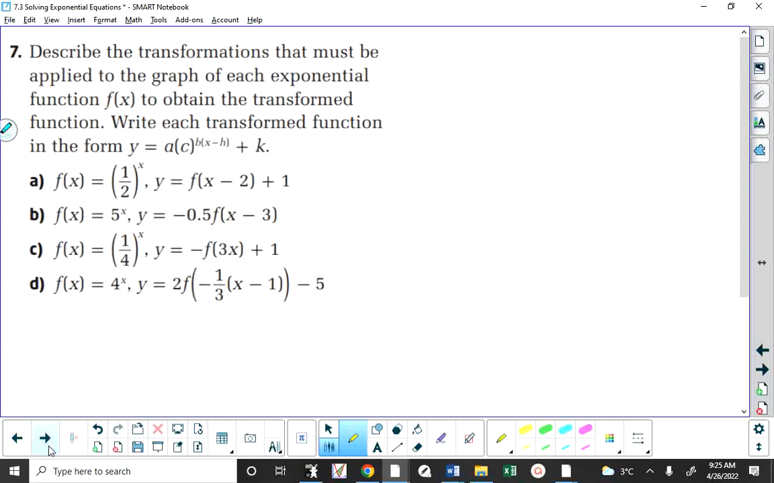So describe the transformations that are necessary in order to produce a new function from y equals 4 to the x. Well, there are two parts to this. We have to describe the transformations, and then we have to write the equation. So I'll just run through the descriptions. But first, it's worth our time to identify the values of a, b, h, and k. k is -5.